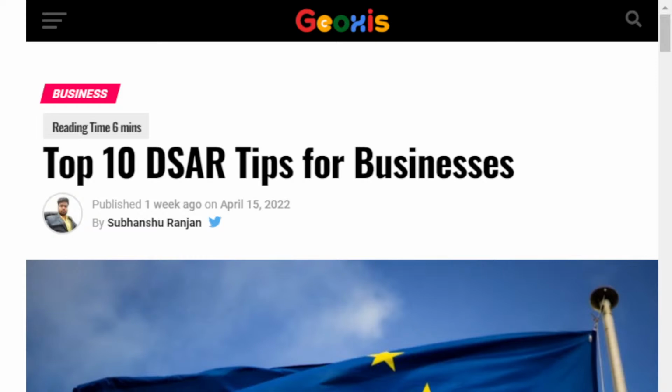Five. Respond in writing. When responding to a DSAR, always respond in writing. This ensures that there is a paper trail and that there is no confusion about what was said or agreed to. Once you have gathered all the relevant information, it's time to draft a response to the individual who made the DSAR. This response should include a summary of the data requested and how it will be released.